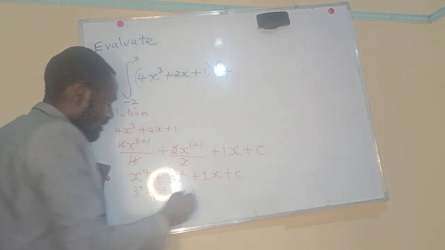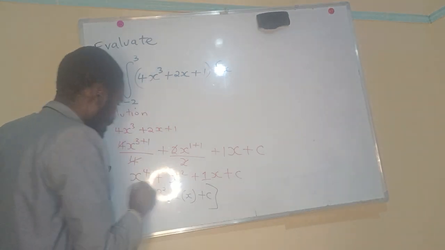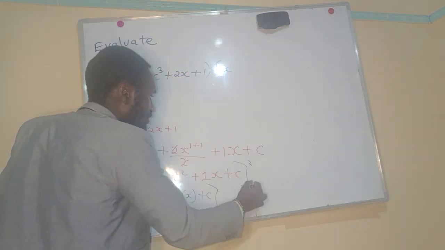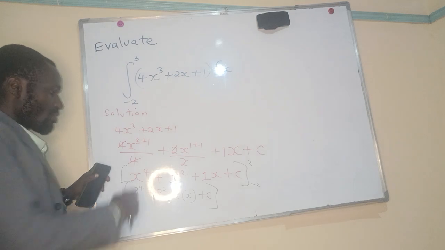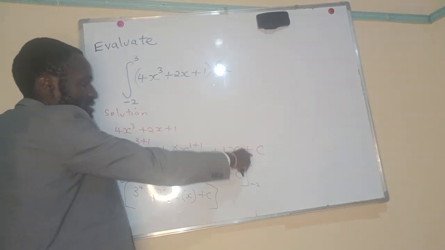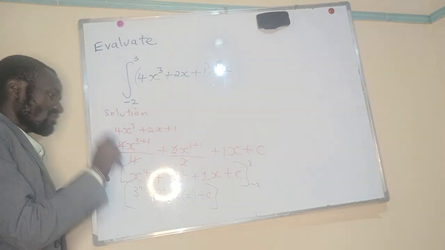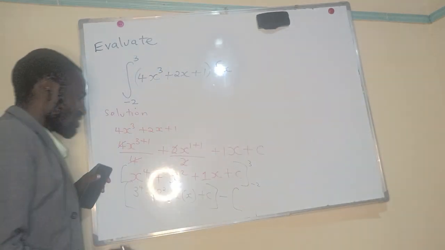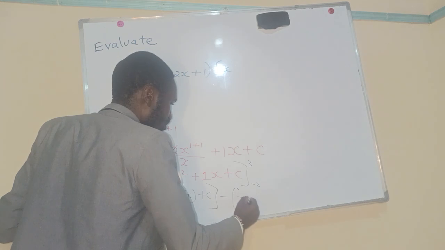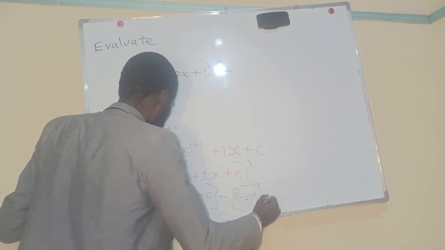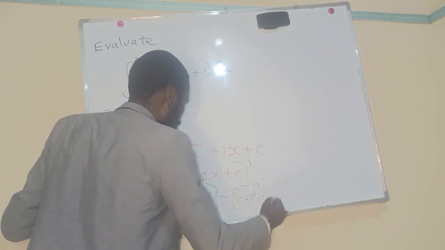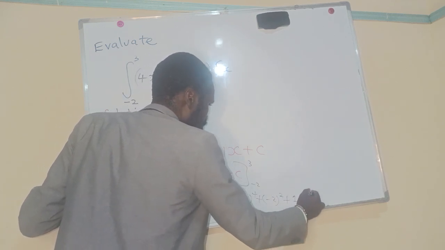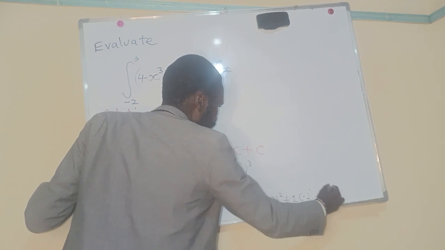Now, we shall say plus c. So this is the first part. The whole of this part should be worked with these limits taken into consideration. Once you have integrated, use these limits 3 and negative 2 to get the exact value of that whole question. Then you shall say minus, let's now introduce negative 2 as our x. So we shall have negative 2 raised to 4 plus negative 2 raised to 2 plus 1 into negative 2, then plus a constant c.